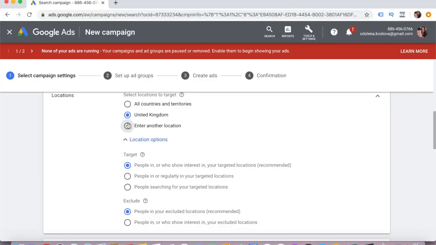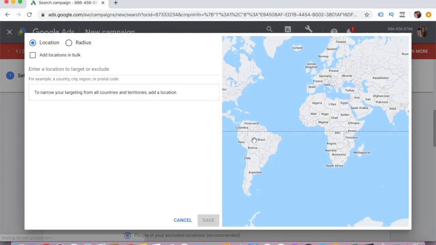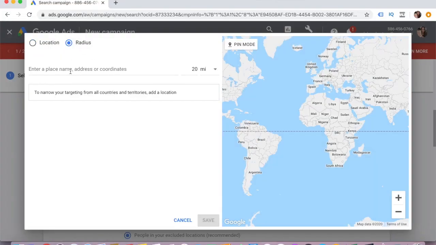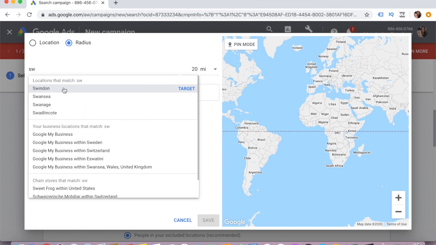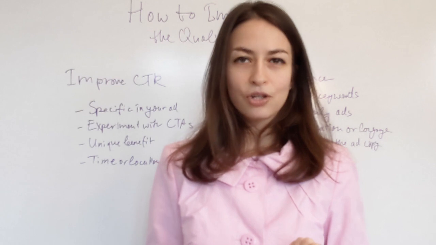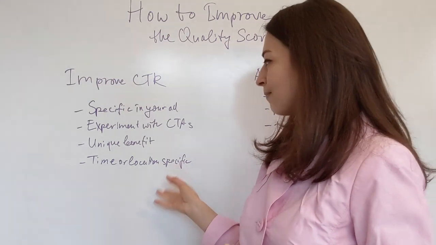Or maybe you can be hyper-local and only target people within a radius around the store or around the location where you deliver for free. Maybe there is a special offer around, so you can try to use the location. Also, you can use the time of the day.